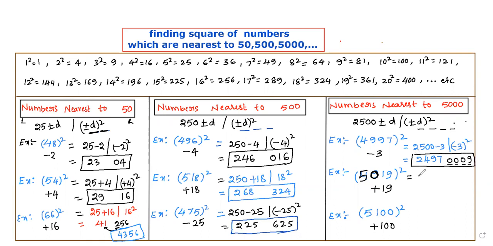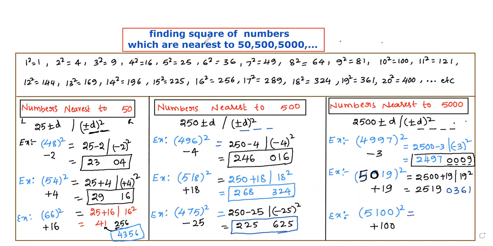Come to this question. We add 19 to 2500, so finally we get 2519, and 19 square is nothing but 361. But we write it in the form of 4 digits, so 0361. This is my final answer.